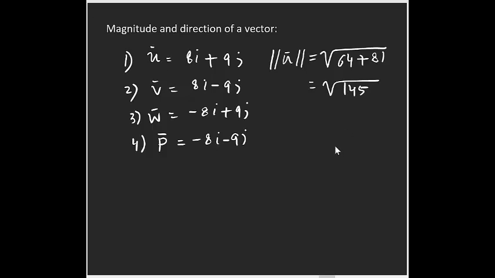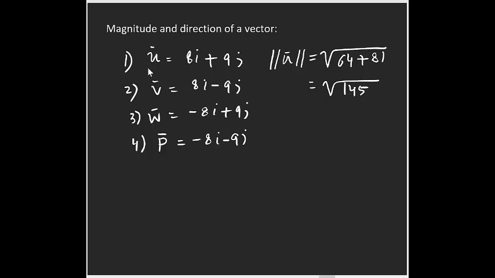So first let me find the magnitude. For the vector u, components are 8 and 9. So the magnitude will be 8 squared plus 9 squared. So you get 64 plus 81, which is square root of 145. You can leave it there. The same way, magnitude for second vector will be again square root of 145, because you will write 8 squared plus negative 9 squared. And all the 4 vectors will have magnitude square root of 145. So my main focus will be on how to find the direction of each of these vectors.